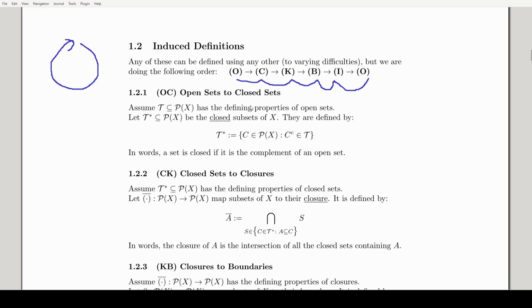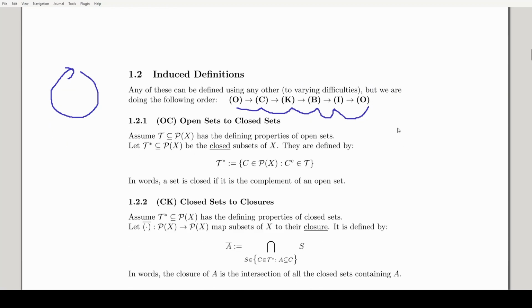It's in the description. So the first is the closed sets. So the open sets contain nothing the outside touches.